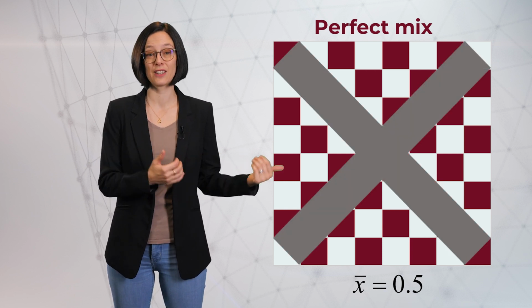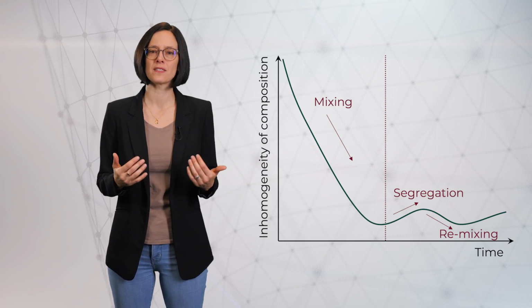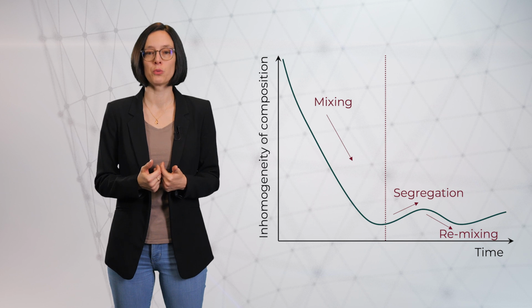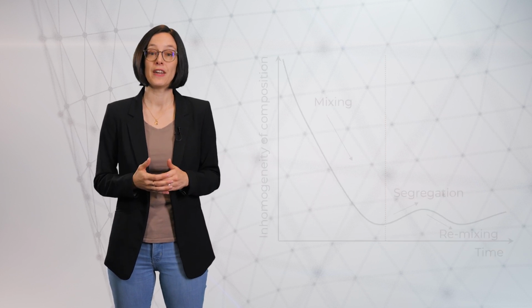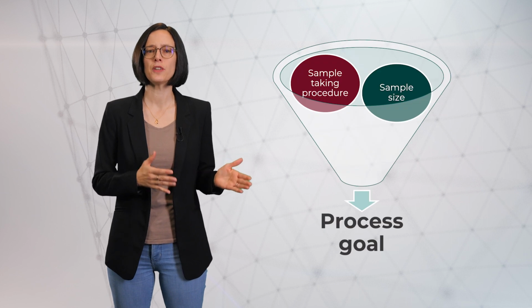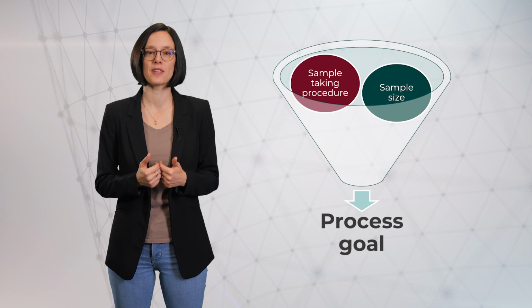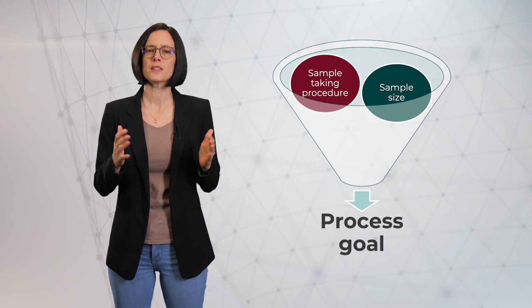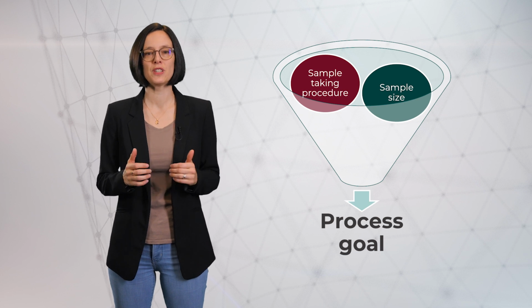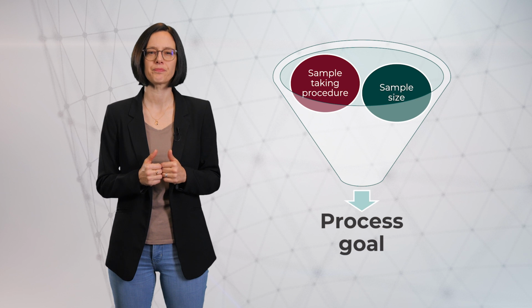Also, blending and segregation occur at the same time. Those are opposing effects that reach an optimum after which more mixing might decrease homogeneity. Therefore, we have to define what our process goal is, and we also have to define our sample size and sample taking procedure. We will explain more about sample taking procedures and options in the course about material properties.